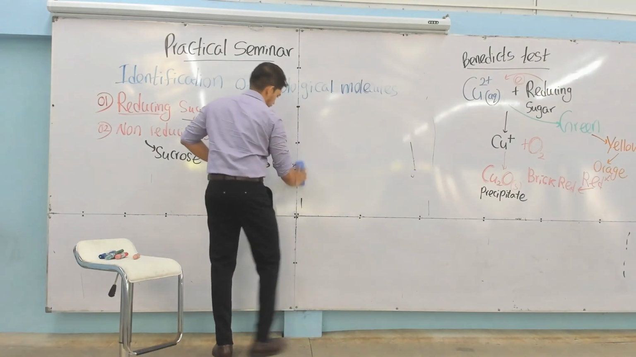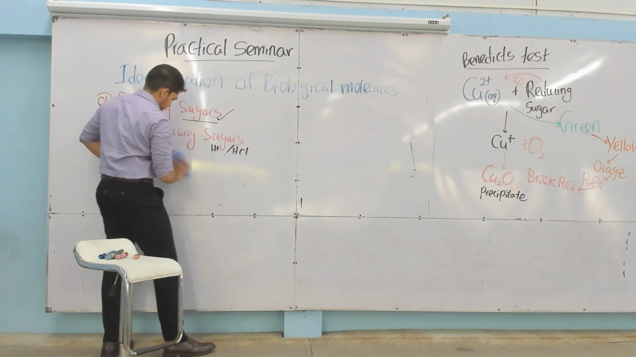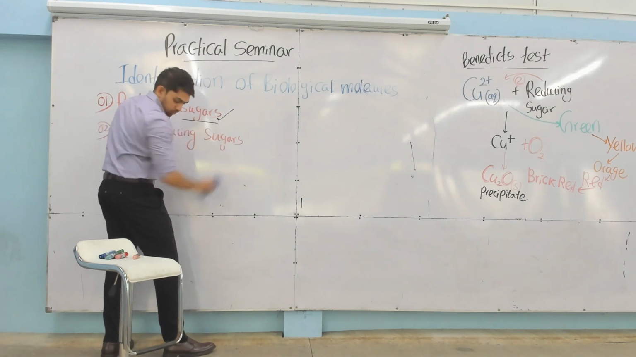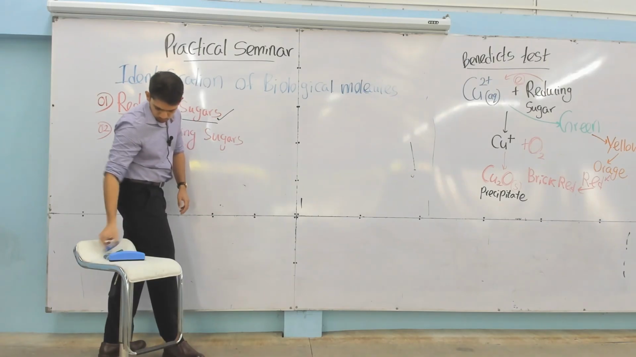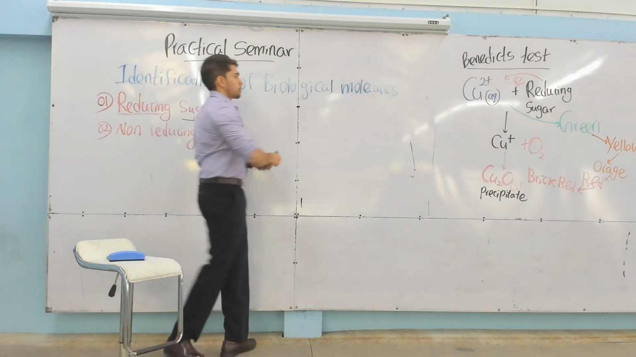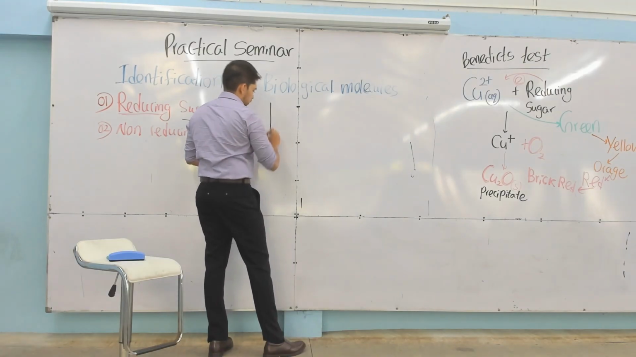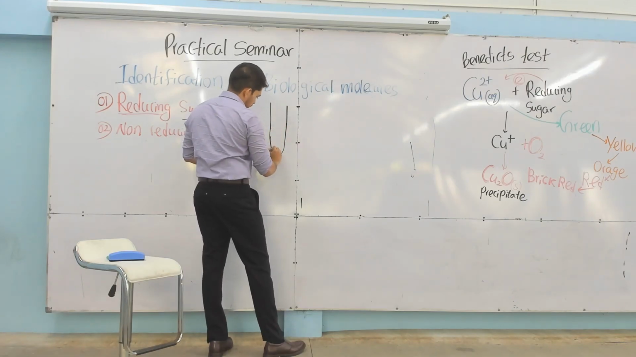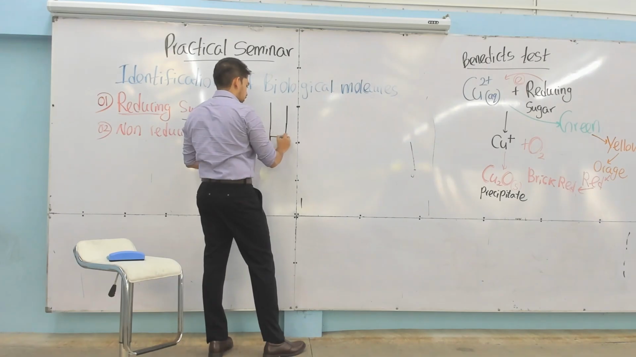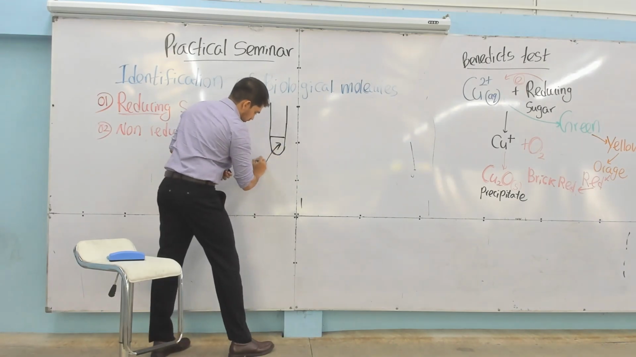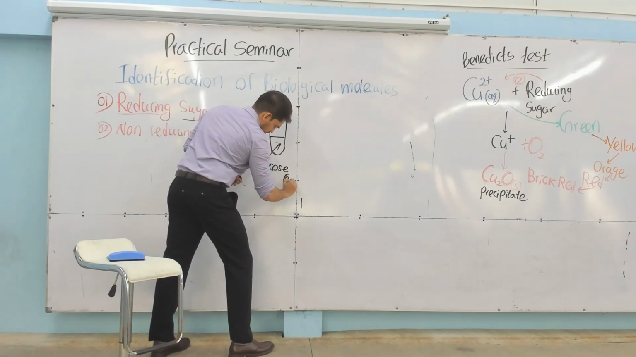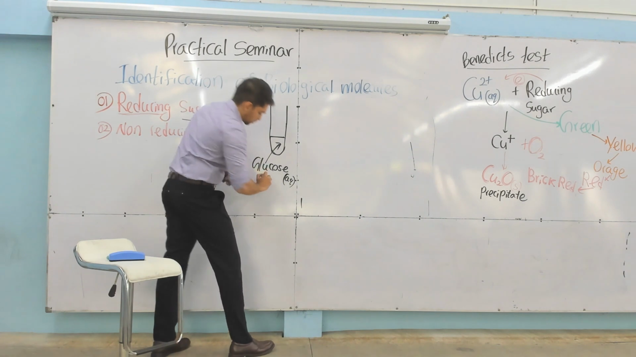Right. Let's talk about the non-reducing one later again. Okay, how do you do this? Into a test tube, you add... So the reducing sugar we are going to take here is glucose, aqueous, 2 milliliters.